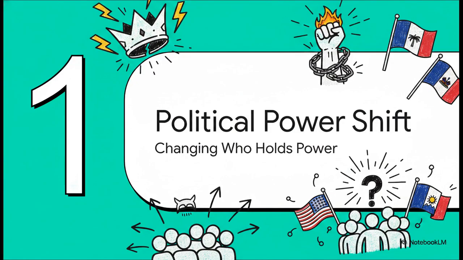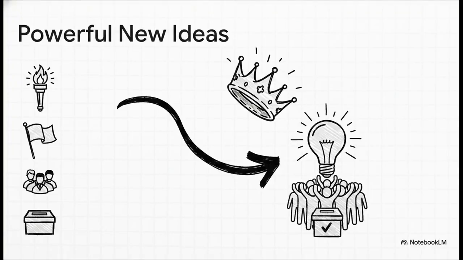Let's move into Section 1, the political power shift, changing who holds power. Let's kick things off with that political shift. During this era, ordinary, everyday people started standing up and asking a genuinely dangerous question, a question that threatened the entire global order at the time. They asked, who should actually hold power?